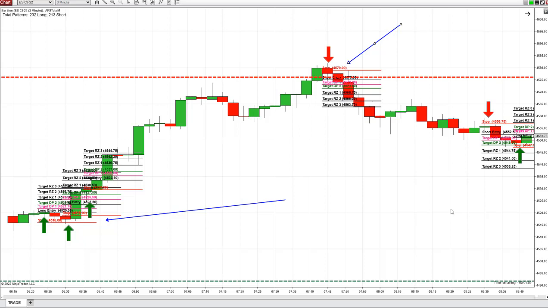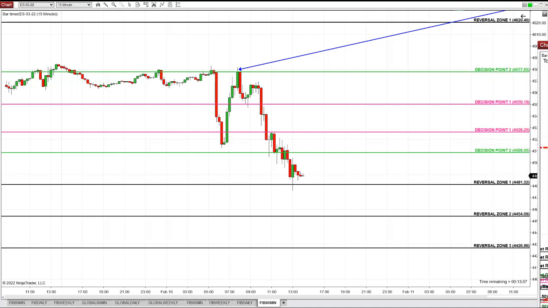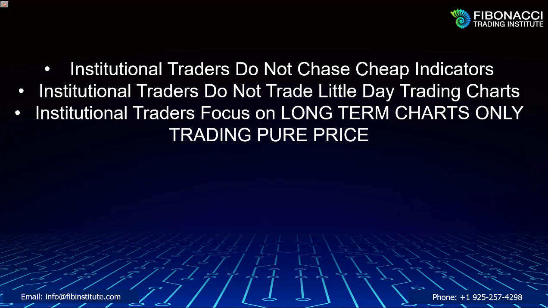Software converts it to 3, but trades on multiple charts. Ultimate precision on a very micro chart. We reviewed the institutional chart, we reviewed the day trading chart, and next we will dive even deeper. Because when you can trade pure price, you don't need to chase cheap indicators. Institutional traders do not chase cheap indicators. Why in the world do you?